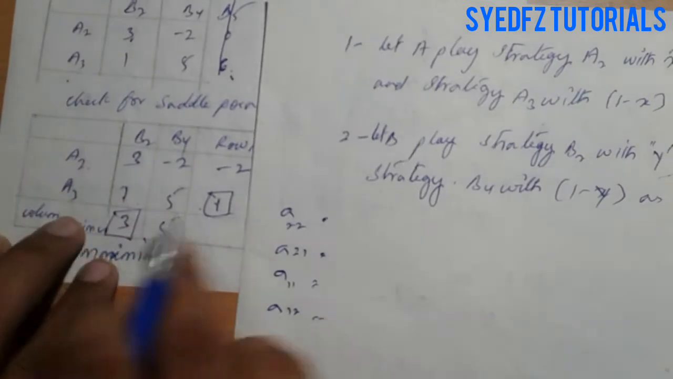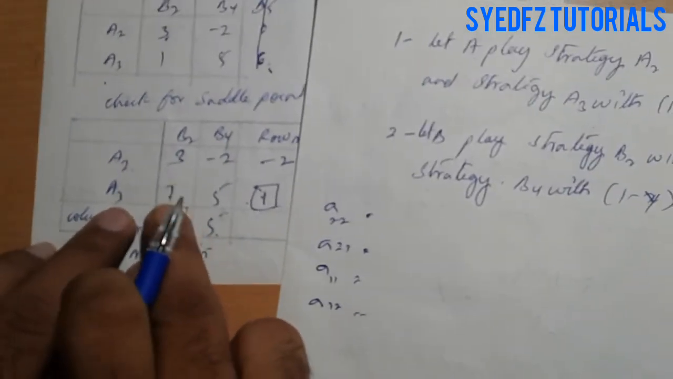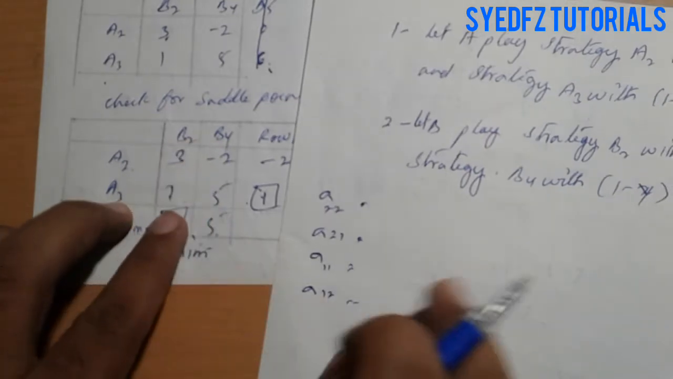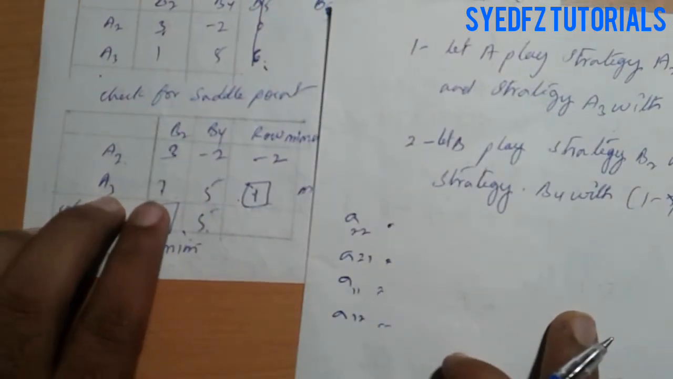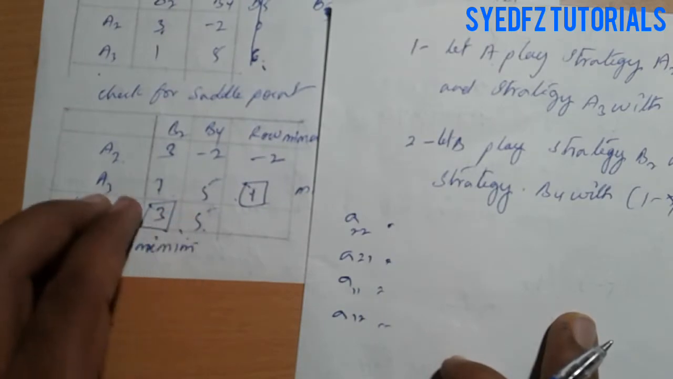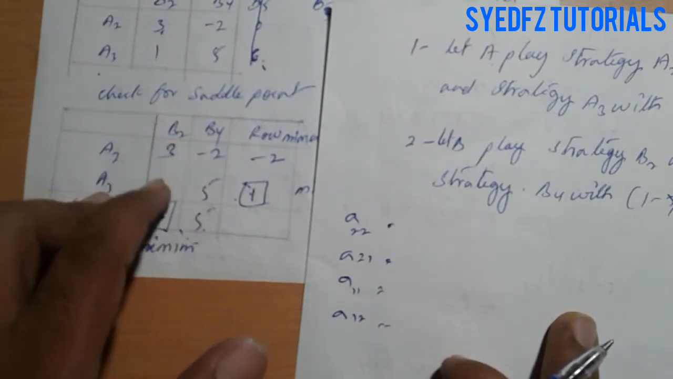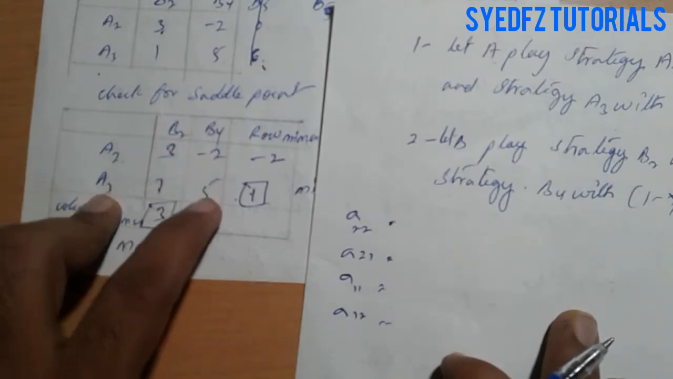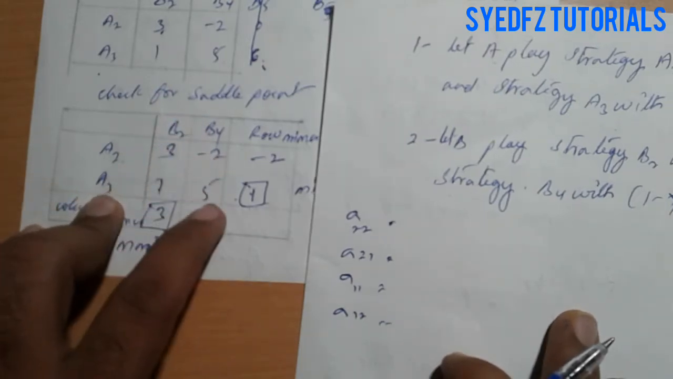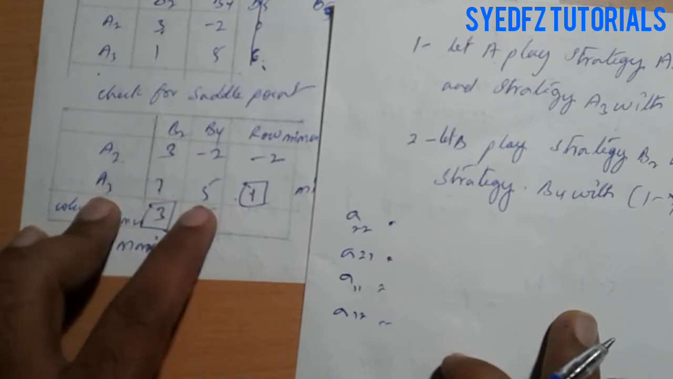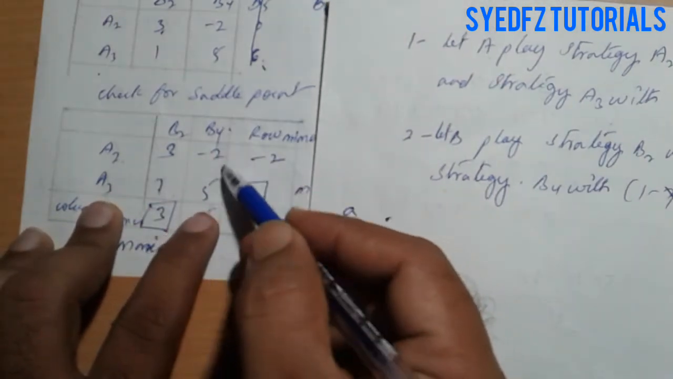Sorry, this is A1, this is 1, this is 2. B4, this is 1, first is 1, second is 2. A, first is 1, second is 2. So A2 is 5 and B2 is 5.